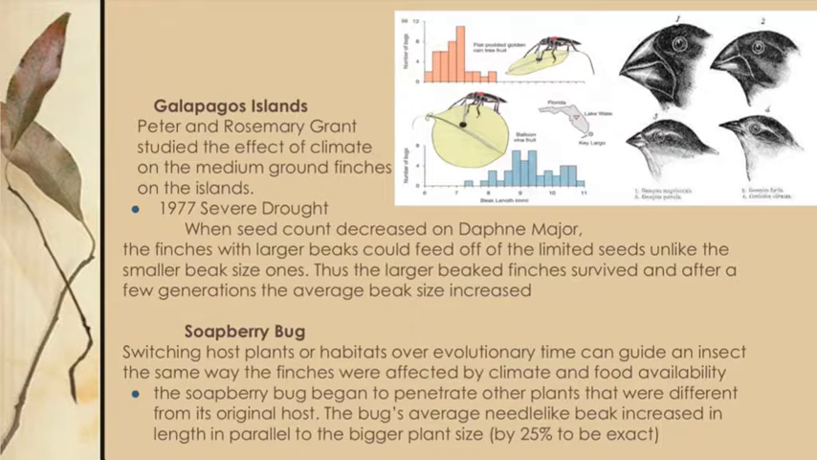In the Galapagos Islands, Peter and Rosemary Grant studied the effect of climate on the medium ground finch. During a severe drought, the amount and the type of food, and the ability to gather, eat, and digest it, became a selective force on the finch's survival. When seed count decreased on Daphne and Major, the finches with larger beaks could feed off of the limited seeds, unlike the small-beaked ones. Thus, the larger-beaked finches survived, and after a few generations, the average beak size increased. A similar selection was also observed with the soapberry bug over a couple of decades.